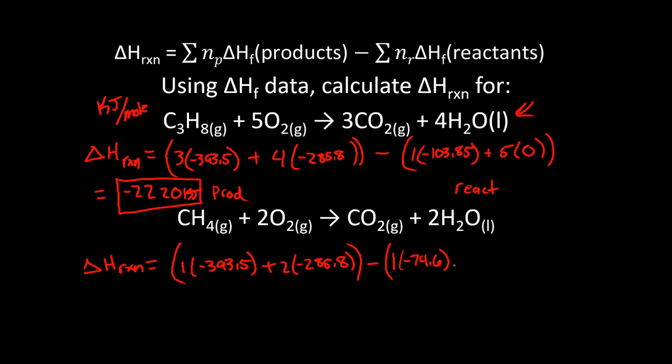All right, so we have negative 74.6, and then just like before, oxygen is 0. And so if we add all that up, negative 393.5 plus 2 times negative 285.8 minus negative 74.6. That leaves us with delta H for this reaction is negative 890.5 kilojoules.